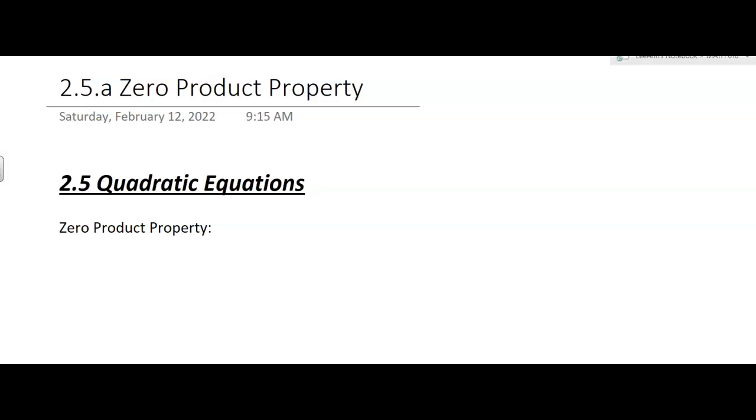So this section is going to talk about quadratic equations, and basically we want to be able to solve quadratic equations. And there's 4 methods we use to solve quadratic equations. The first method we use is going to be based on what we call the zero product property, or the ZPP.